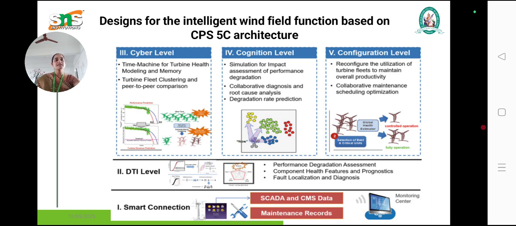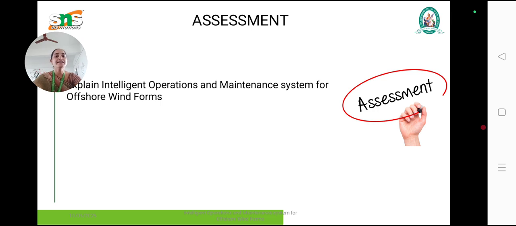And the fifth one is the configuration level. In this configuration level, it maintains the overall productivity and utilization of the turbine fleets, and also handles collaborative maintenance and scheduling optimization. So this is the 5C architecture in the wind field intelligent process.